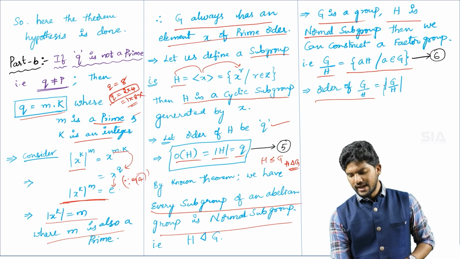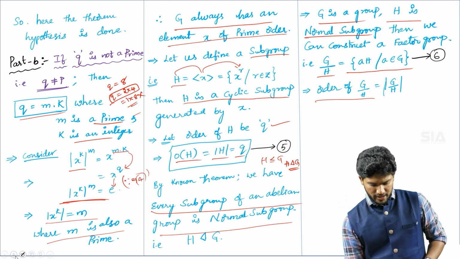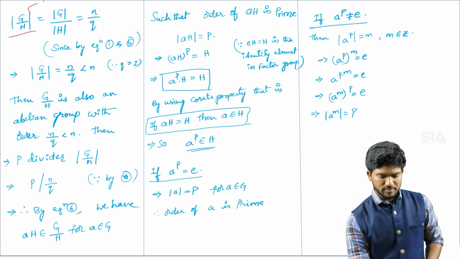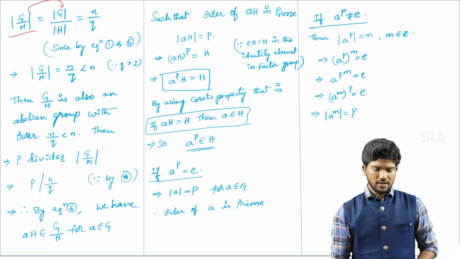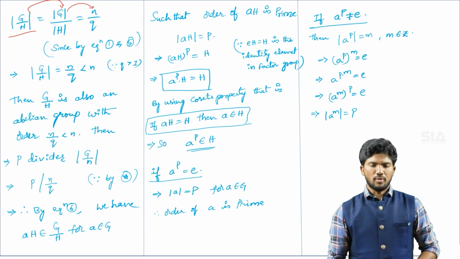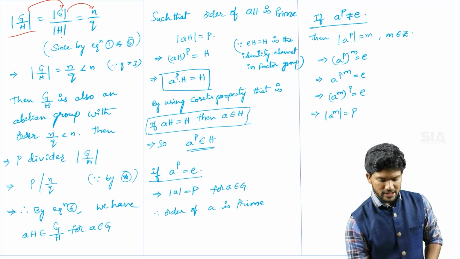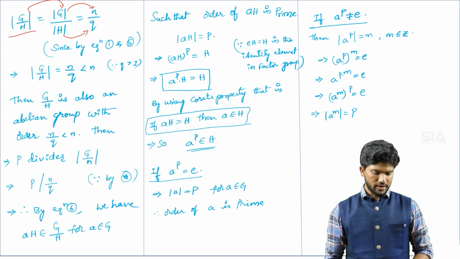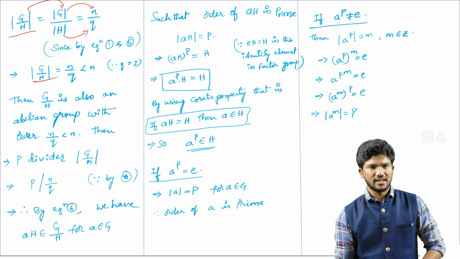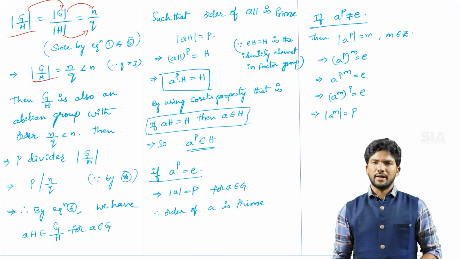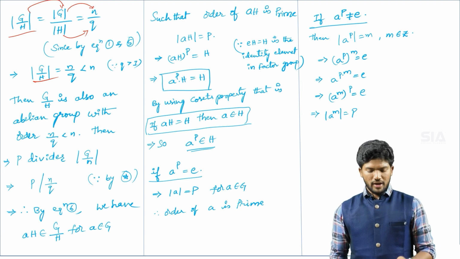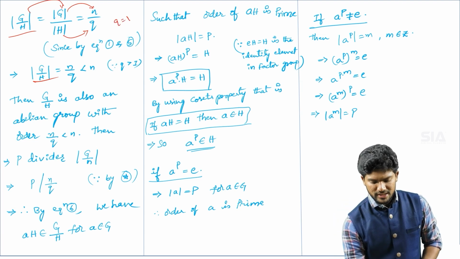Therefore the order of G by H is equal to mod G by H. You can write here the order of G by H is equal to, if you split that mod, mod G by mod H. From equation number 1 you have mod G is equal to small n, and from equation number 5 you have mod H is equal to n by q. Therefore mod G by H, the order of the factor group, is equal to n by q. So n by q is less than n. Why? Because if q is equal to 1, n by q would again be n.